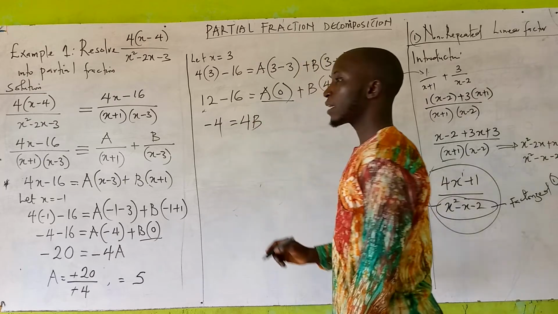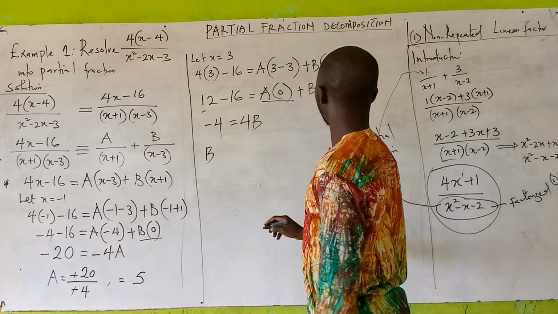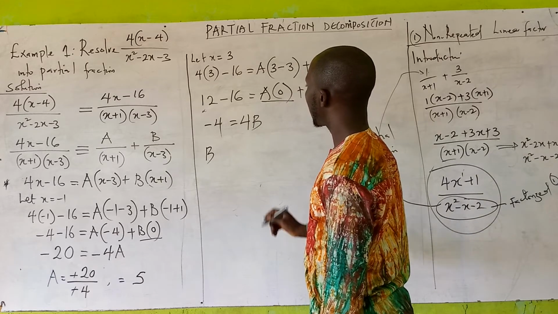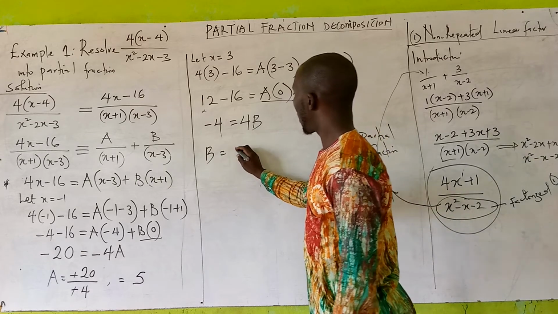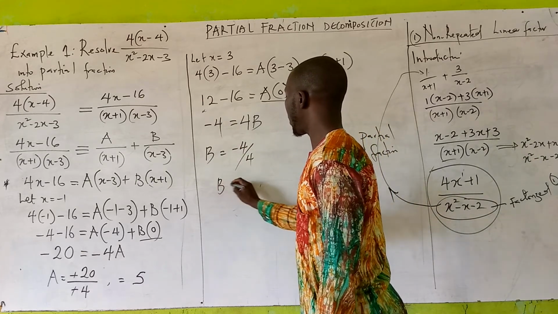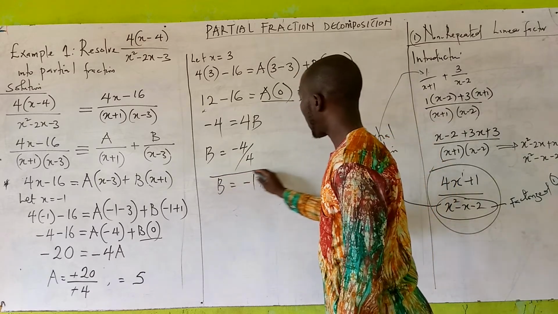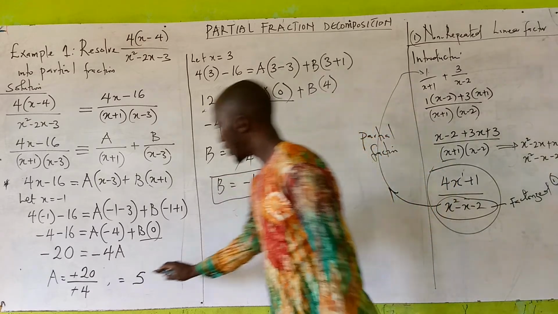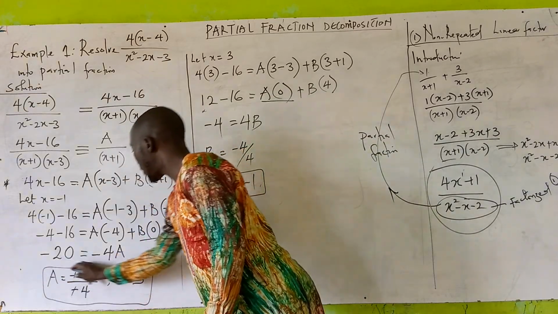4b. Making b the subject, we're going to have b equals minus 4 divided by 4. Therefore, b equals minus 1. b is equal to minus 1. a equals 5.